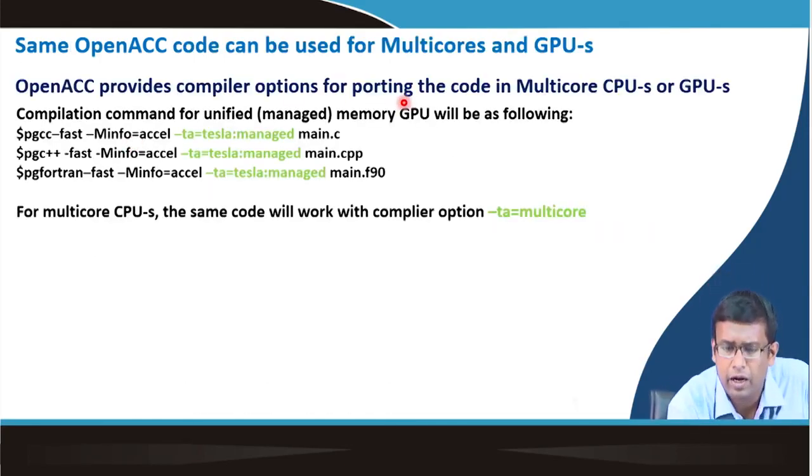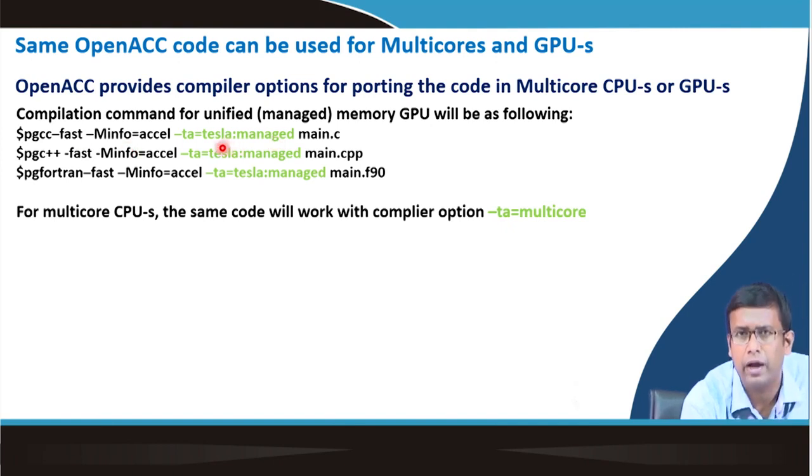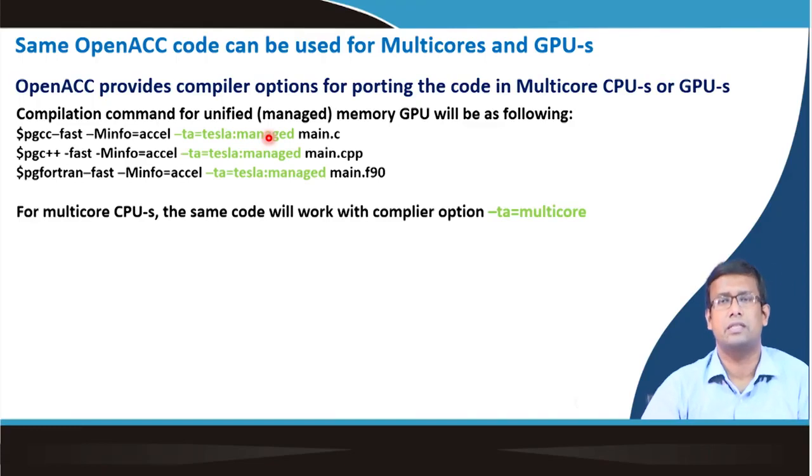OpenACC provides compiler options for porting the code between multi-core CPUs and GPUs, and this is very important. That is why a PGI compiler instance is shown, and PGI is one of the developer groups of OpenACC. When you run this, you put the compiler option -ta=tesla:managed. It shows that this will be compiled for an NVIDIA Tesla GPU card with managed or unified memory access data.